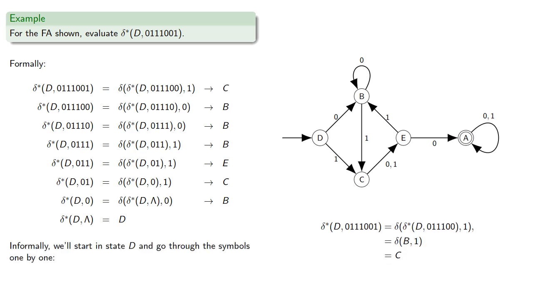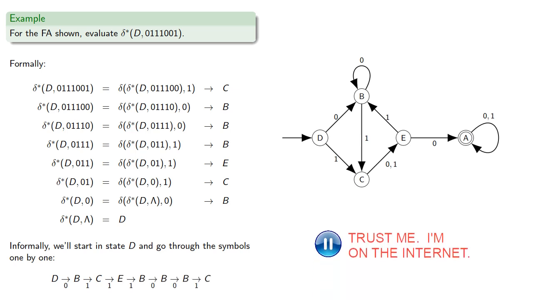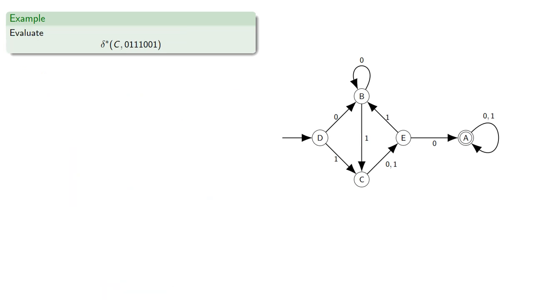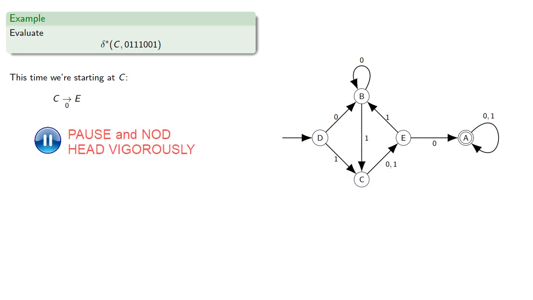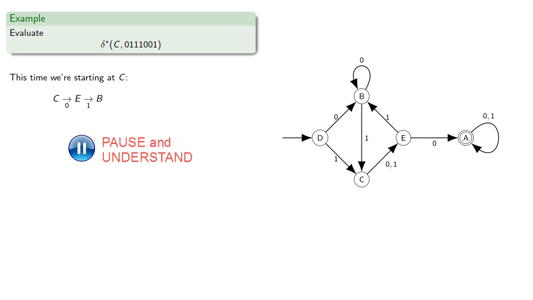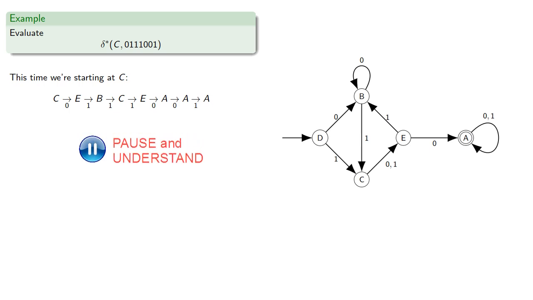And working our way back to the top, we find, informally, we're starting in state D, and we're going through our symbols one by one. So 0 takes us to B, 1 takes us to C, 1 takes us to E, and so on, eventually arriving at C. And so if we're just interested in knowing what delta star does, we can just evaluate. So for example, delta star of C and this string. Starting at C, 0 takes us to E, 1 takes us to B, 1 takes us to C, 1 takes us to E, 0 takes us to A, 0 takes us to A, and then 1 takes us to A.